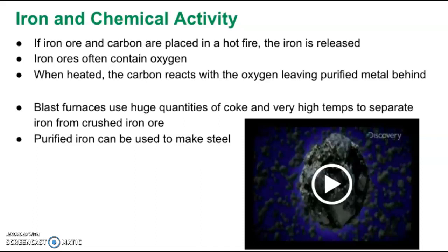Blast furnaces are sort of the modern way of separating iron from ore. And a blast furnace is just a really, really hot oven or stove. They use a material called coke to burn to a really high heat in these blast furnaces. And when iron ore is put into the blast furnace, it's separated from all of the impurities.